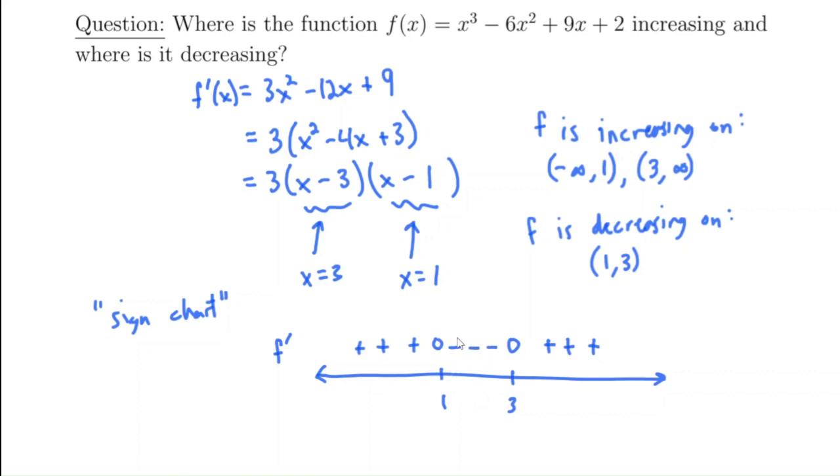And we need to decide on each subinterval, is f prime positive or negative? We can do that by picking a number in each interval and plugging it in for x and deciding, is this positive or negative? So we developed this sign chart for f prime. And the sign chart tells you where the original function is increasing or decreasing. Okay, so it's going up, then down, then up.